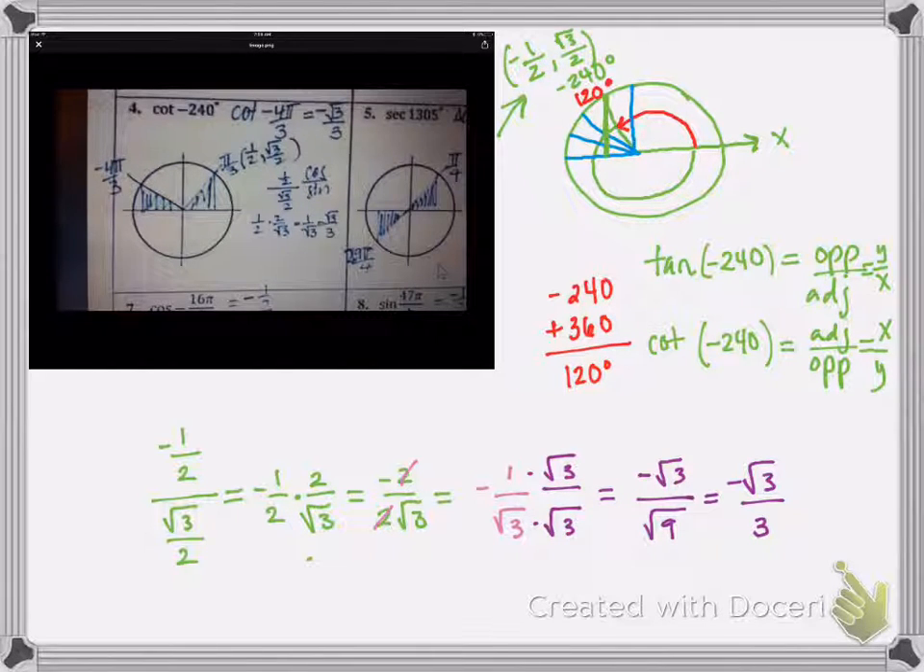I hope that helps you with this problem. The big thing is just finding where the angle measure is on the unit circle, figuring out what the coordinates are there, and then finding the appropriate ratio so that you can simplify it.